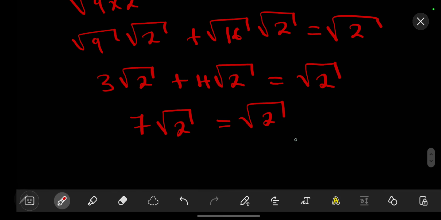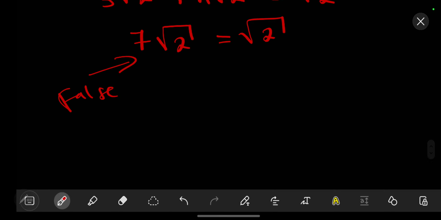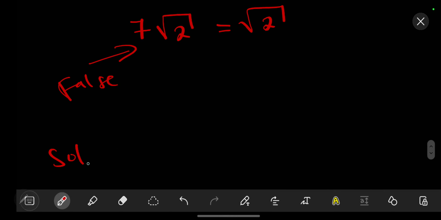Finally, as you can see, these two sides are not equal because it's more like you're saying 7 times the square root of 2 is equal to the square root of 2. Just because the square root of 2 is there doesn't mean they are equal. This is 7 root 2, this is equal to root 2, which is a false statement. So you're going to say that this one is false. So meaning to say the solution set should be equal to, we are just going to get the one that worked, which is our x is equal to 2. So this is our solution set.